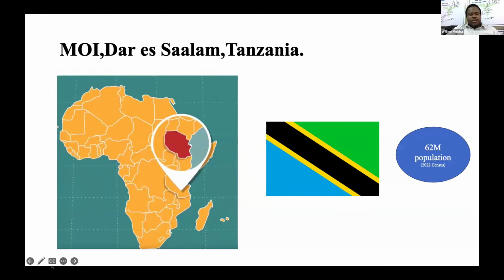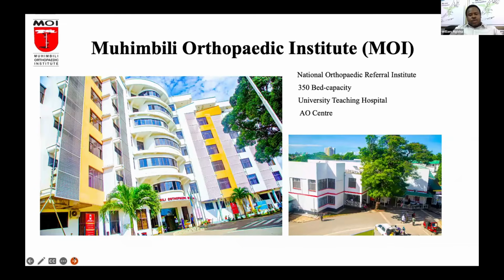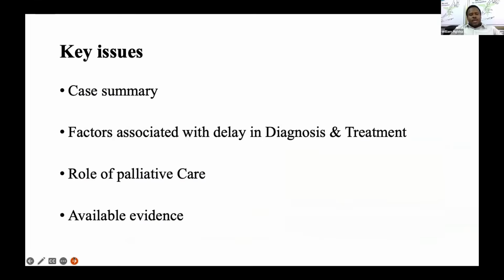So our country has about 62 million population, with about 300 orthopedic surgeons in general, but there's not a single fellowship-trained orthopedic oncologist, just to share the challenges in our settings. And this is where I work, the Orthopedic Institute, along the shores of the Indian Ocean. The issue is to emphasize the delay in presentation of pelvic tumor patients, but also to emphasize the role of palliative care.